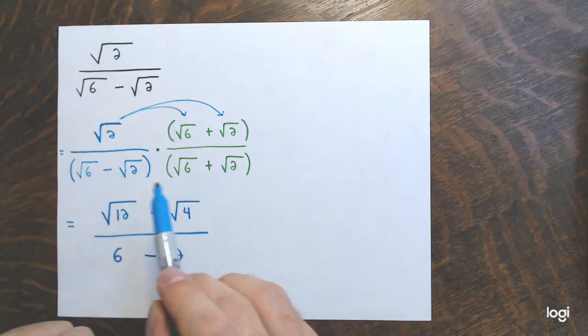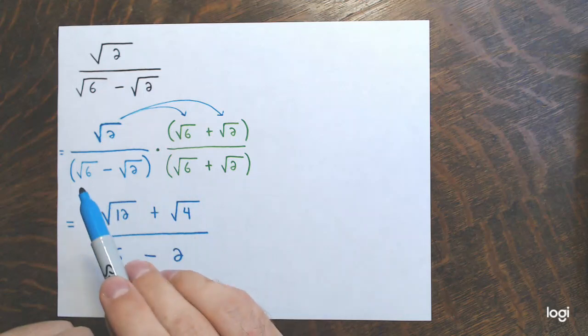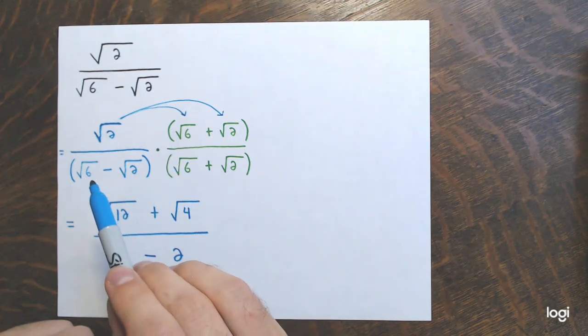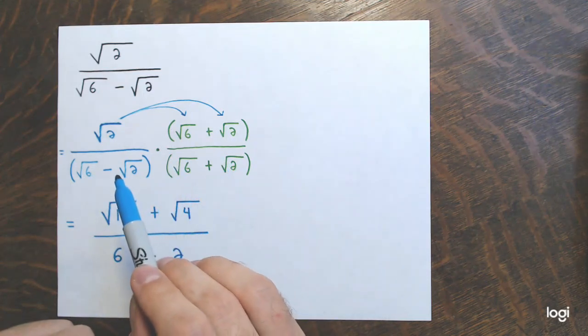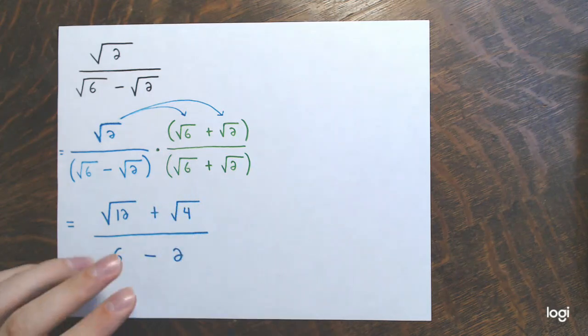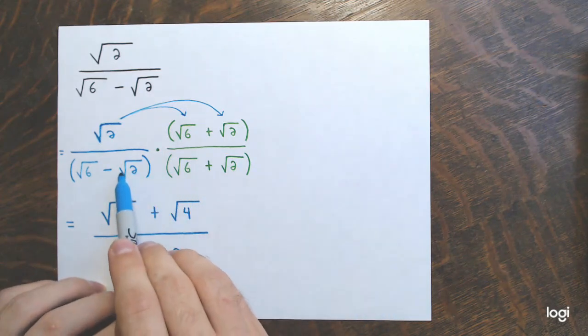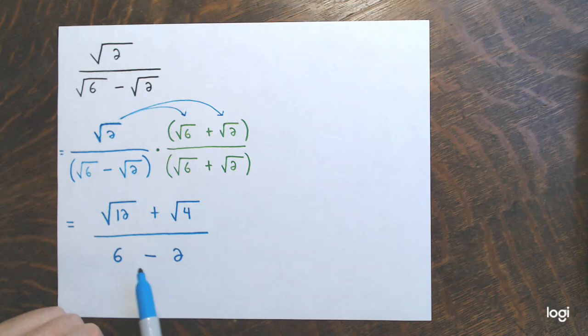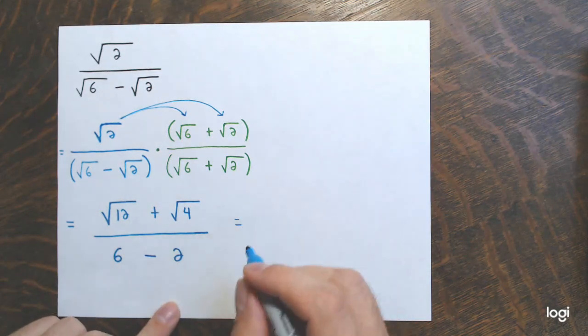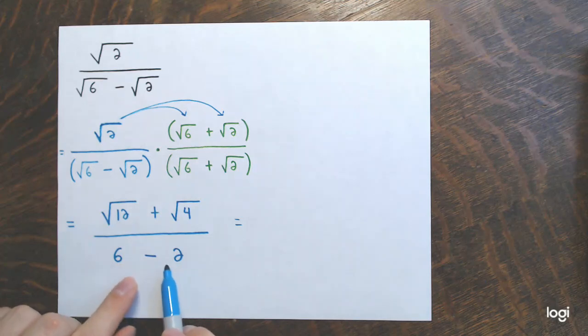Now you could do the whole foiling thing or just all the distributing and say, oh, I got the square root of 36 plus the square root of 12 and then minus the square root of 12. So then the square root of 12 would go away and then minus the square root of 4 and end up with 6 minus 2 anyway. Alright, so now, okay, the denominator is now rationalized.